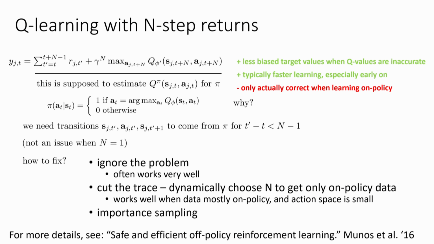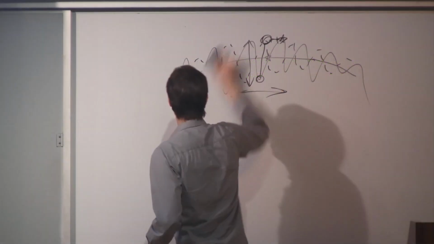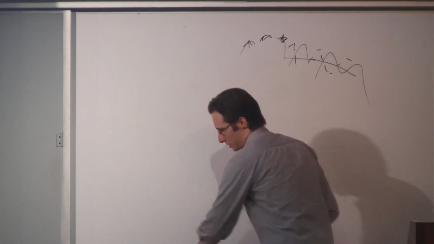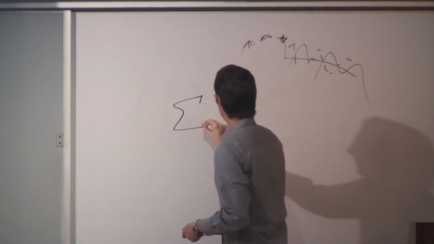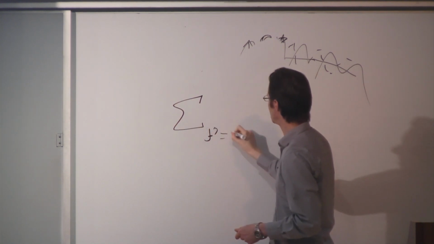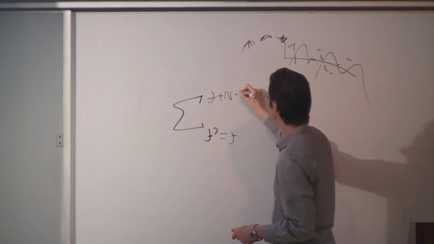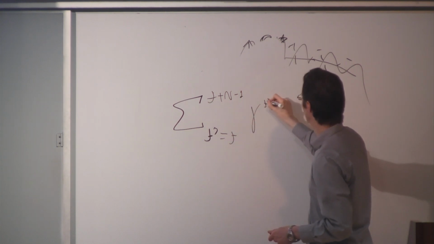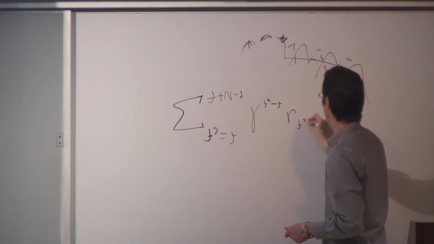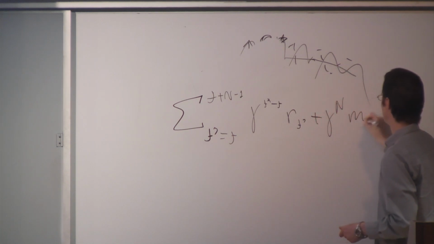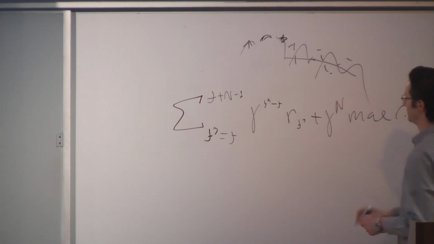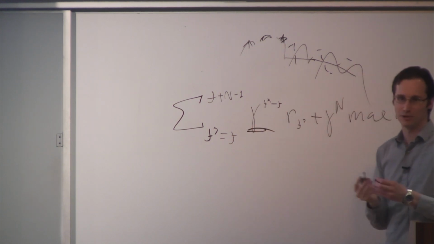Yes? Why don't we discount the rewards in the first sum? Because I made a typo in my slide. So let me write the correct equation. Thank you for catching that. So the correct equation should be this: the sum from t prime equals t to t plus n minus 1 of gamma to the t prime minus t times r sub t prime, plus gamma to the n, max, etc. Right? So this is the term that I'm missing in my slide. Please take note of that.